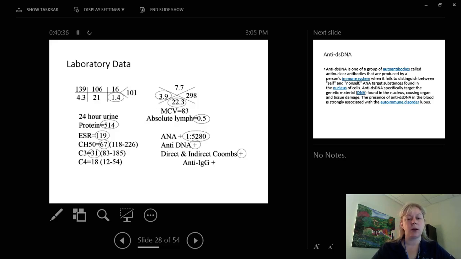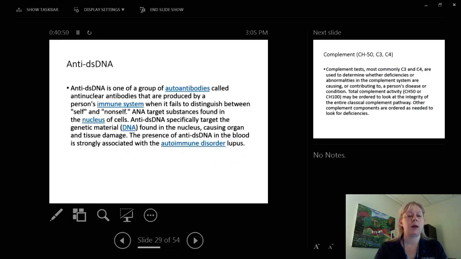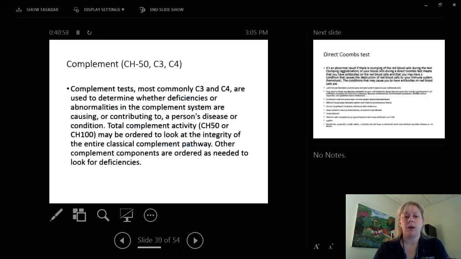And then you have direct and indirect Coombs. Indirect Coombs we see more when a woman and a fetus have blood types that don't match, but a direct Coombs is more seen in lupus. And here it describes what the anti-double-stranded DNA is. It's the antibodies, again, that I already described. And then the complements, which I tried to explain in layman's terms.